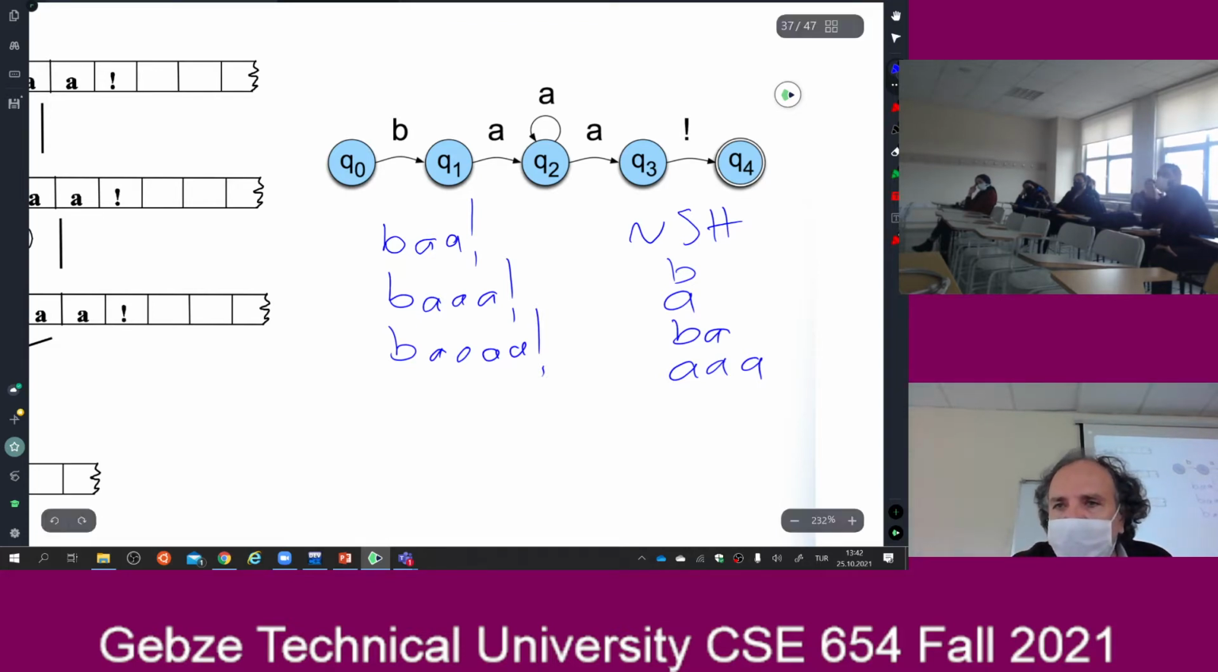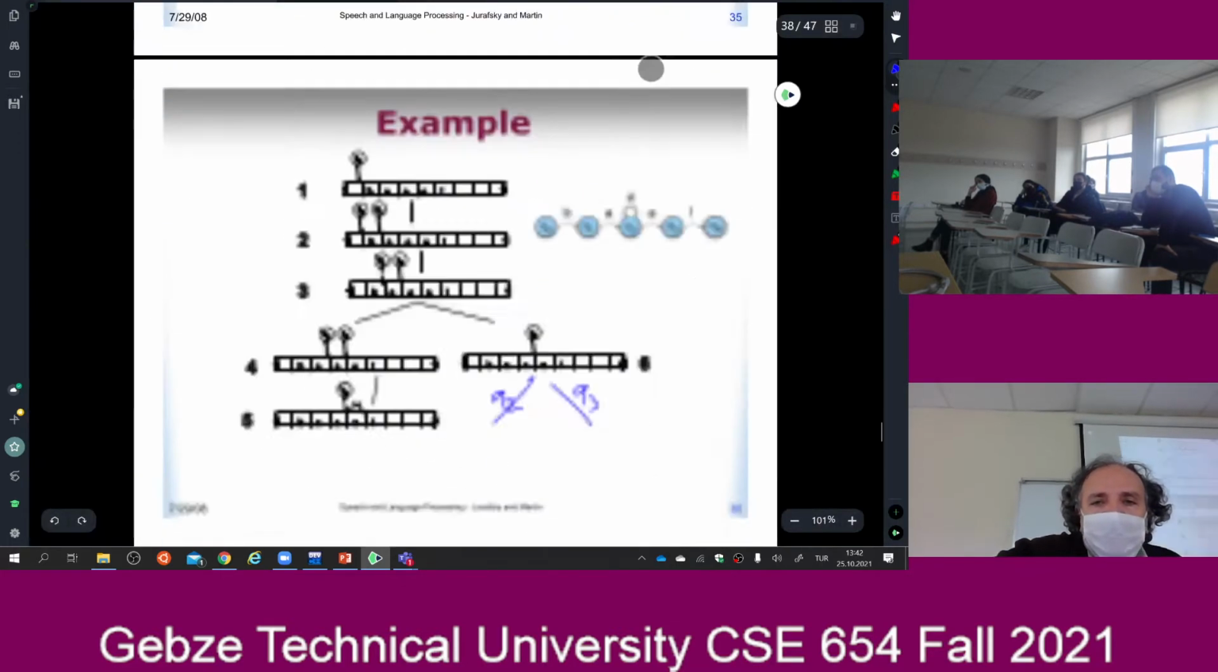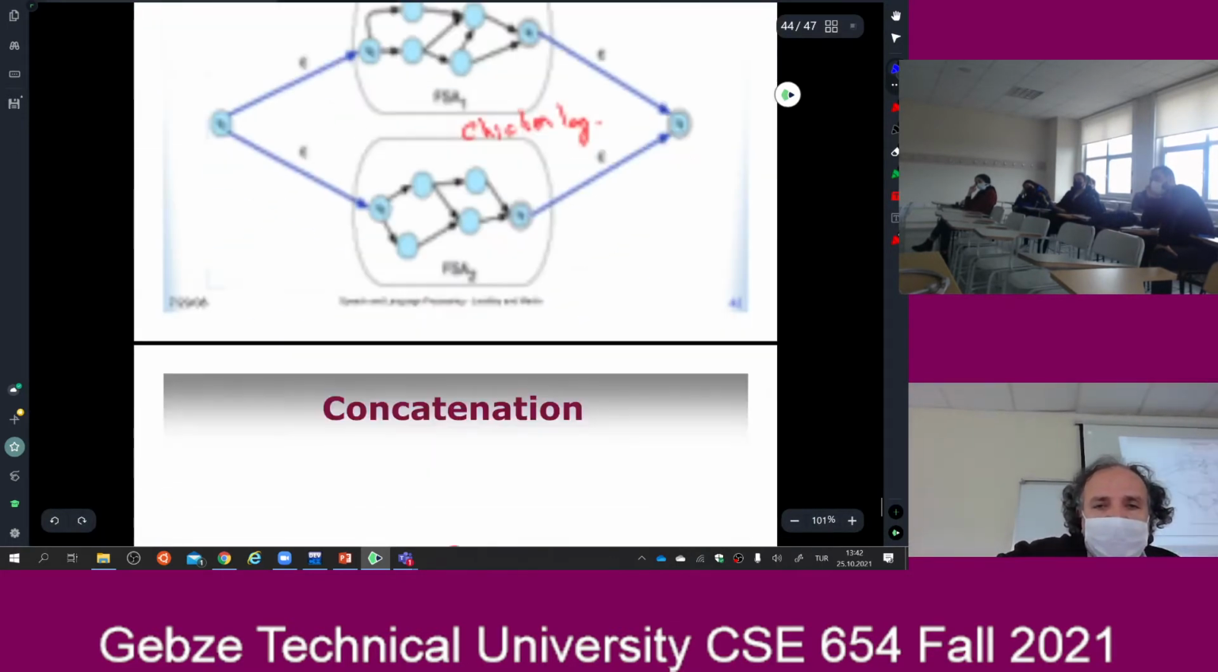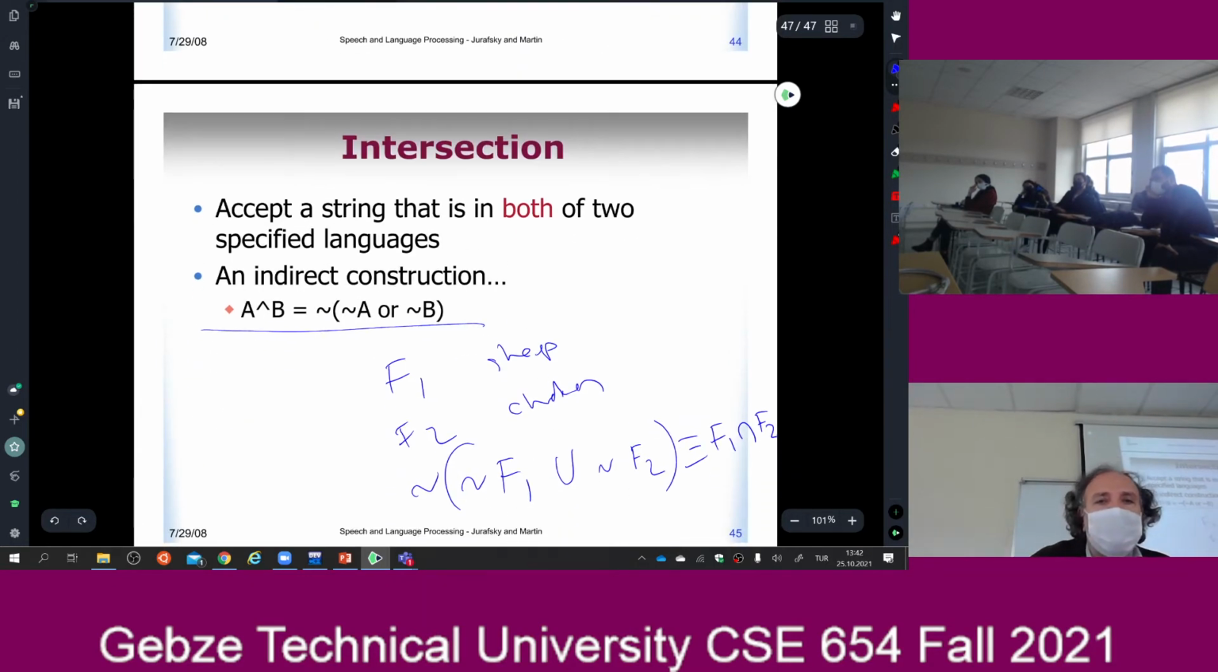So what do we do? All we do is very simple. This is my final state, final state, final state, final state, and this is not a final state anymore. So that's what I do. It kind of looks weird, but this is how you do the negation. So why do we need the negation? Negation is important because by using the negation, I can do the intersection.